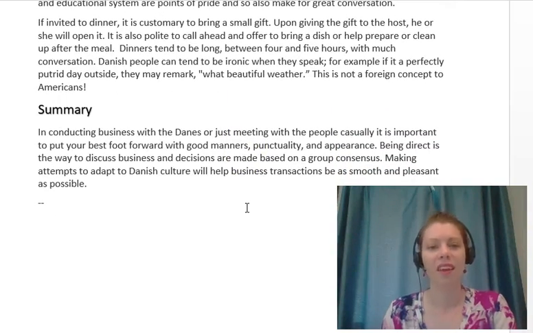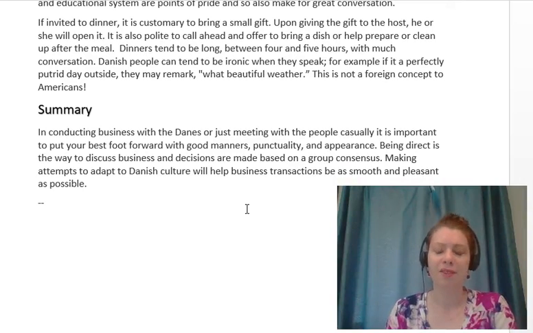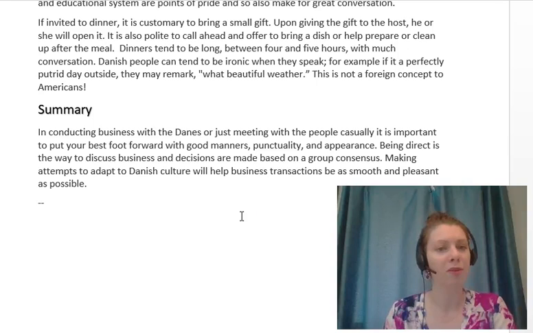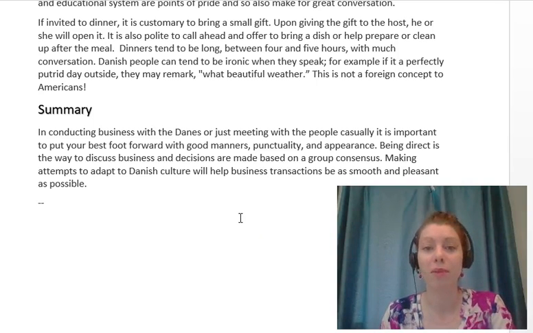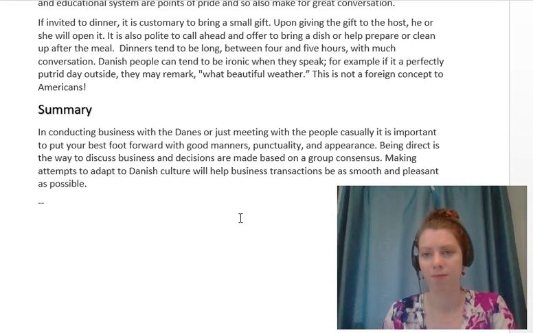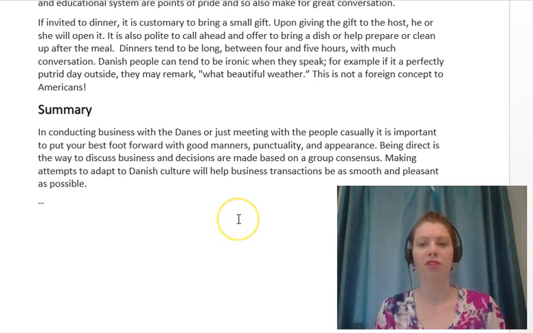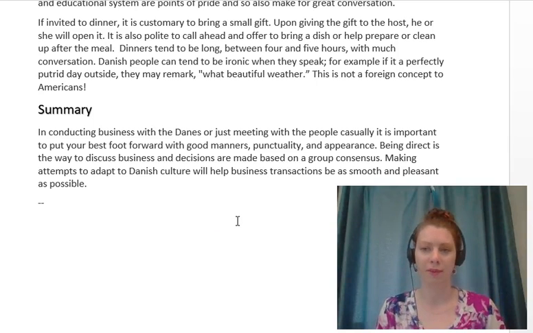In summary, in conducting business with the Danes or just meeting with the people casually, it is important to put your best foot forward with good manners, punctuality, and appearance. Being direct is the way to discuss business, and decisions are made based on group consensus. Making attempts to adapt to Danish culture will help business transactions be as smooth and pleasant as possible.